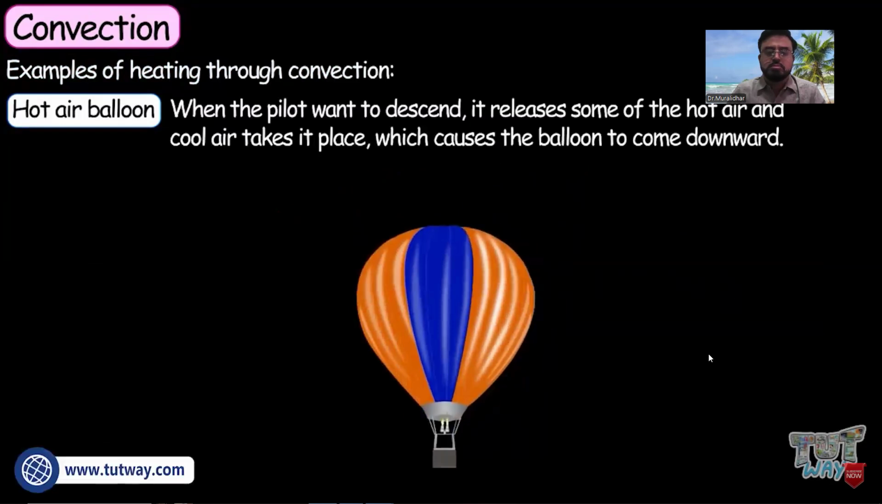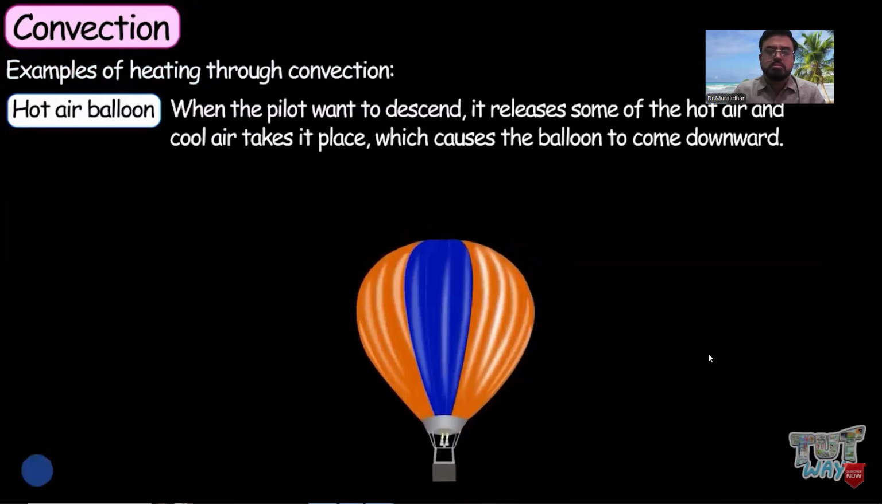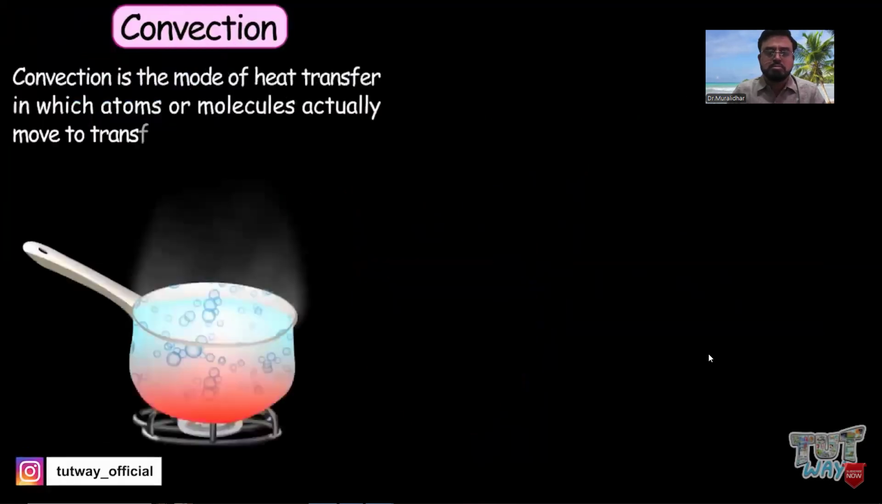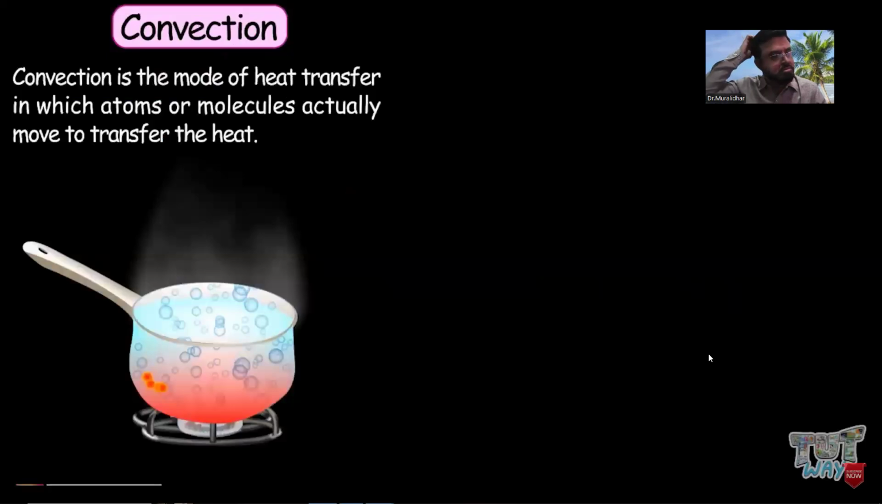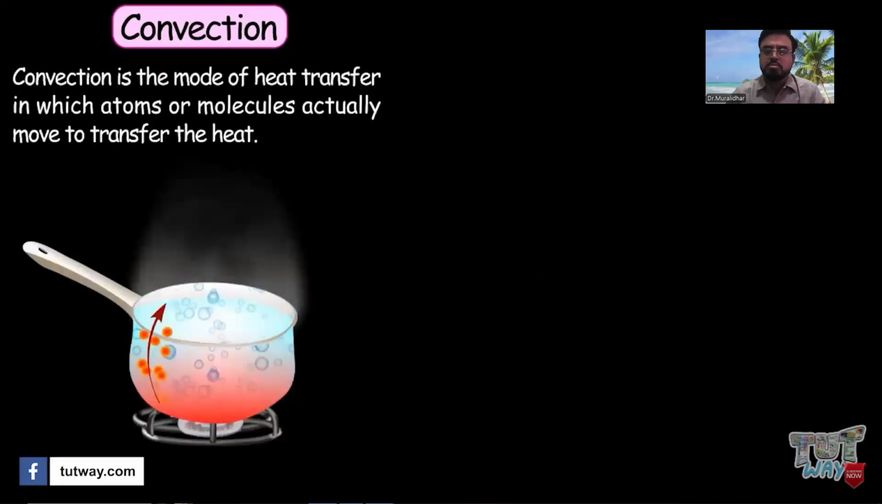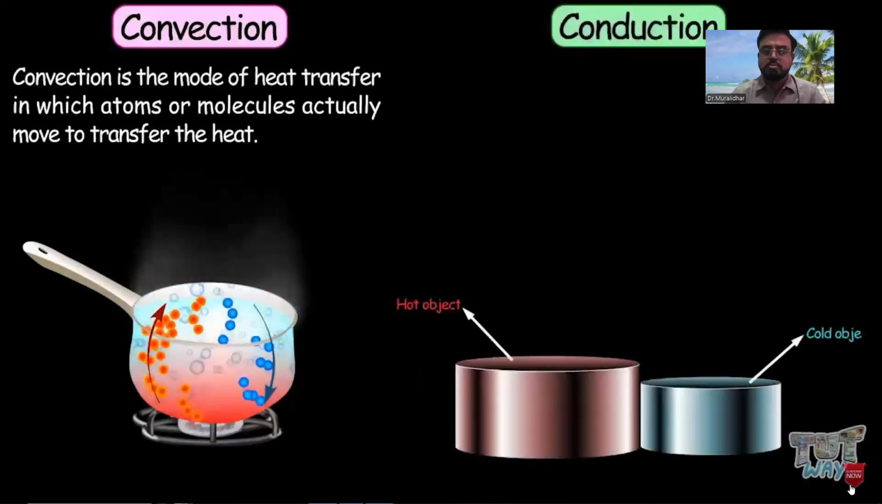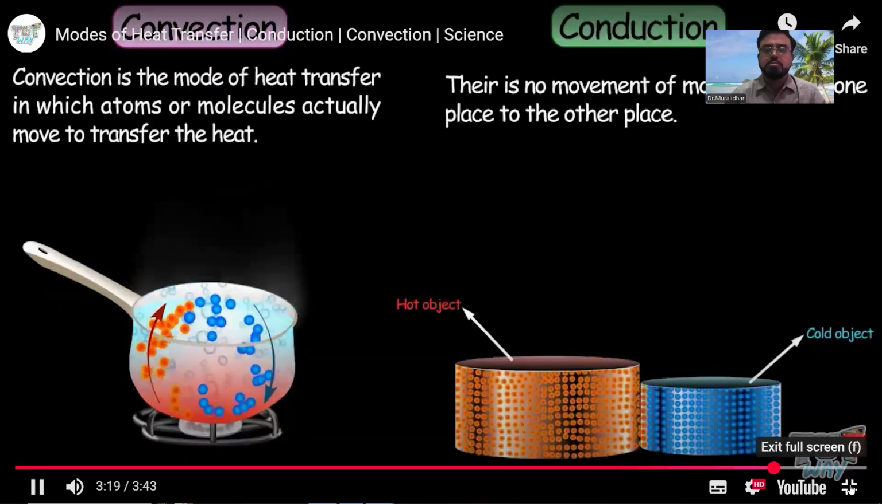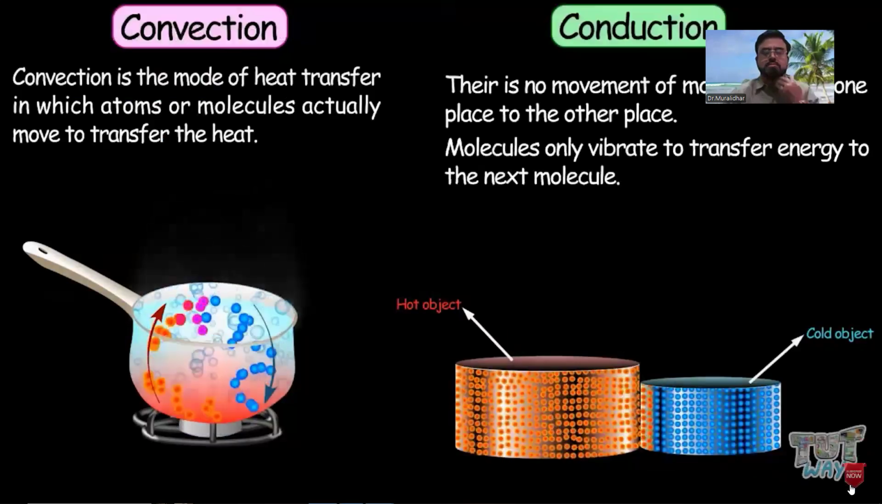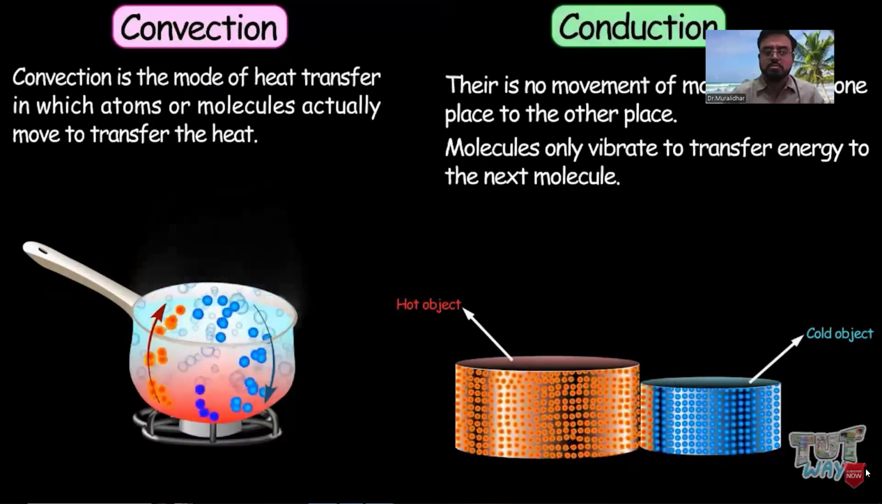This was about convection. Let's repeat. Convection is the mode of heat transfer in which atoms or molecules actually move to transfer the heat. And in the case of conduction, there is no movement of molecules from one place to the other. Molecules only vibrate to transfer energy to the next molecule.